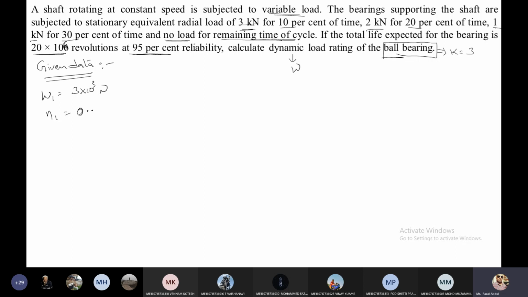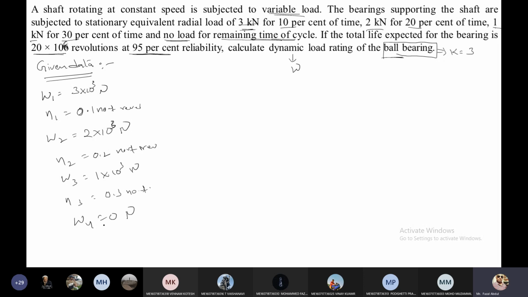0.1 number of revolutions, and W2 is 10 to the power of 3 newtons. The second time is 20% of time, 0.2 number of revolutions, and for the third load W3, 1 into 10 to the power of 3 newtons. For that N3 is 30%, means 0.3 number of revolutions, and W4 is 0 newtons.